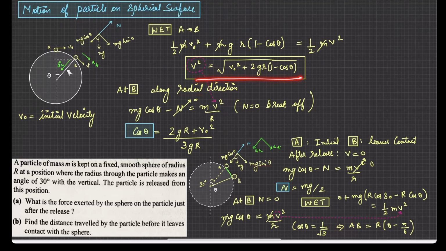v square is equal to v naught square plus 2gr(1 minus cos theta). So this will be my velocity. We don't have a friction. If the surface is smooth, then this is my velocity at certain angle theta. ठीक है. Now I have to find out at which theta it is going to leave the contact. ठीक है, we have to find out that theta.